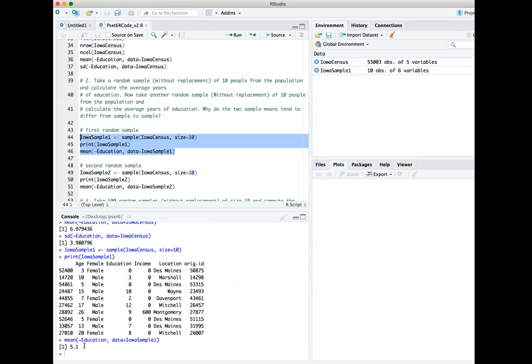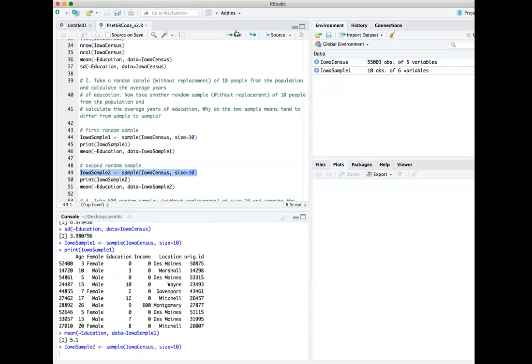What do we have? Well, look, we have an average of 5.1. That varies quite a bit from the population mean. We have a sample mean that is quite different. And now we're going to do another one, and we're going to see how much that varies.